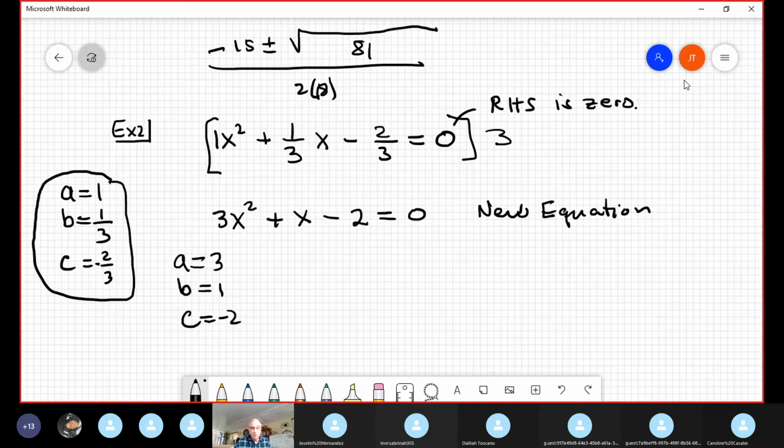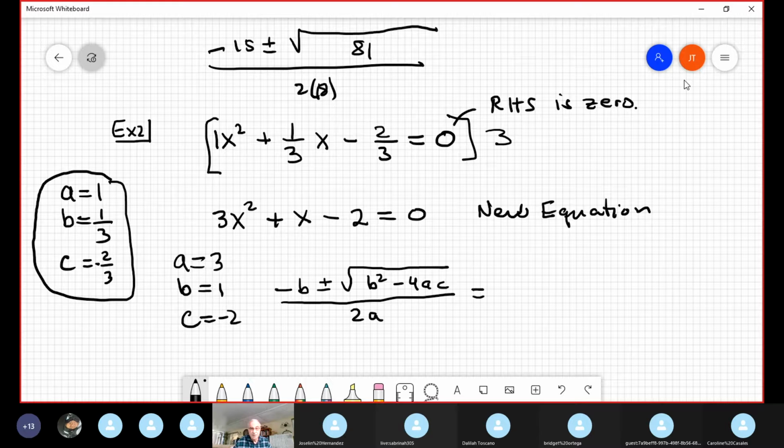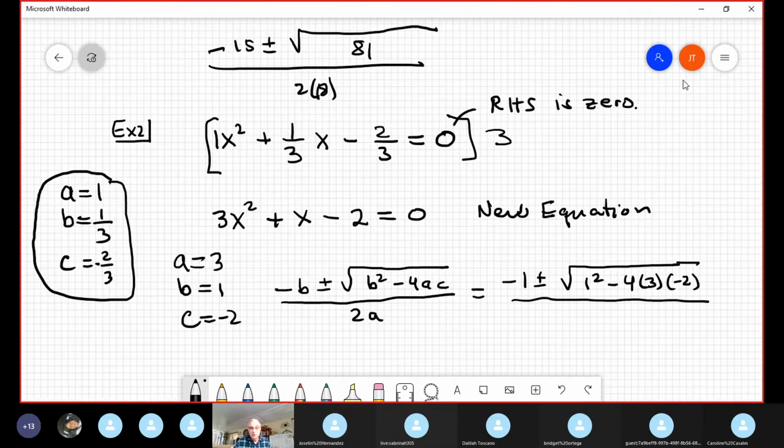Quadratic formula, let me copy one more time. It's minus b plus or minus square root of b squared minus 4ac, divided by 2a. In our specific example, b is 1. This is minus 1 plus or minus square root of 1 squared minus 4 multiplication by a, which is 3, multiplication by c, which is negative 2. Be careful with the sign. The sign is extremely important. All divided by 2 times 3, which is 6.